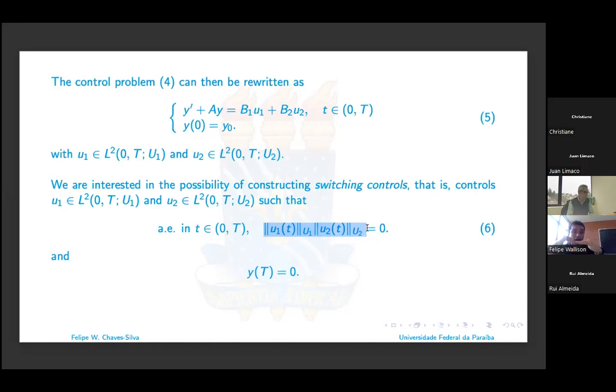So before starting to study the switching control problem, you need to know something a priori for your abstract system. Okay, because if I have a system of two equations and I know that I cannot control with two controls, I don't have any hope to control in a switching manner with two controls, because I cannot control globally. Okay, so I need to know something a priori.